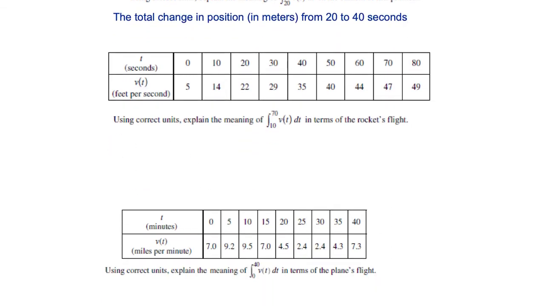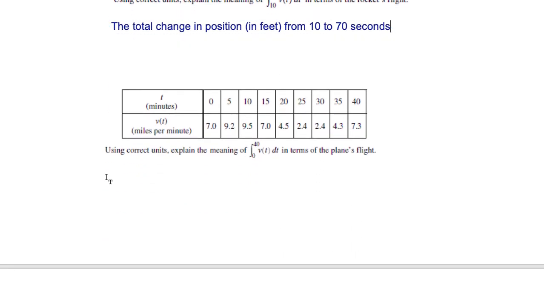Moving down here, using correct units, explain this one. Okay, so this one is going to be the total change in, okay, so I have velocity, integral of velocity is position. So total change in position. What are we in? We're in feet now. In feet from 10 to 70, and we're dealing with seconds. Same thing yet again. This is going to be the total change in, so integral of velocity is position. So we're in miles now. From the bounds are 0 and 40, and our units are minutes.